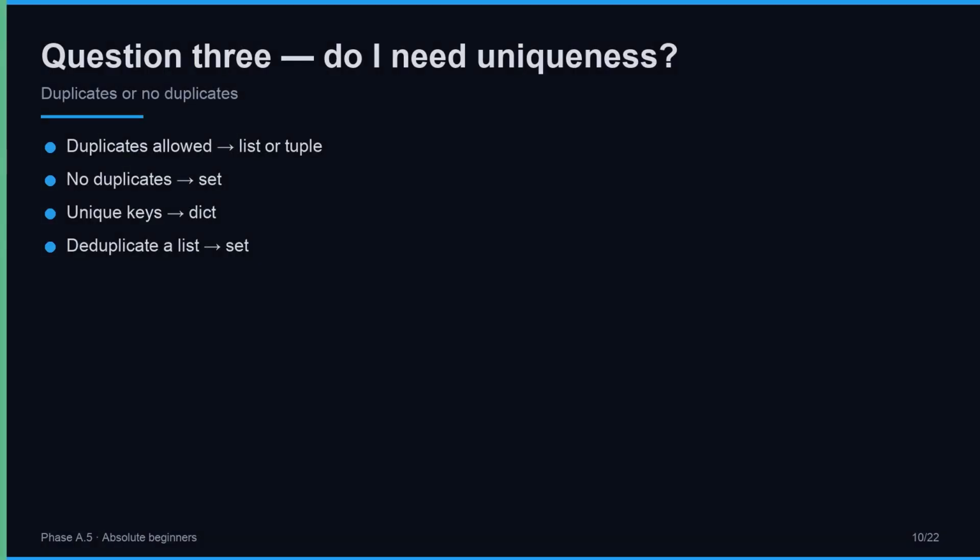Third question, do I need uniqueness? Are duplicates meaningful or are they noise? A shopping list might repeat milk, that is fine, write it twice. But a list of tags should never repeat Python. When duplicates are not allowed, reach for a set. A set enforces uniqueness automatically. A dictionary also has unique keys, even if its values repeat.